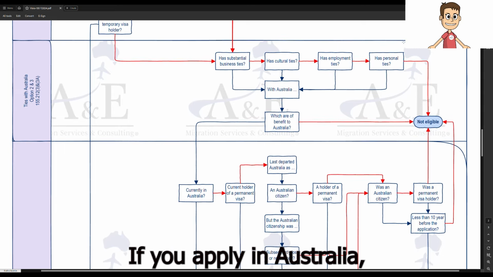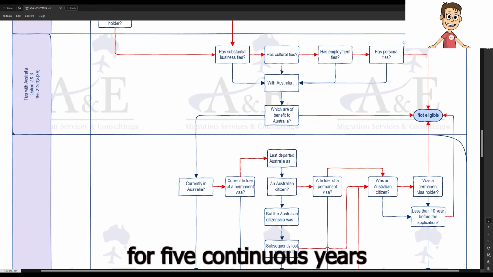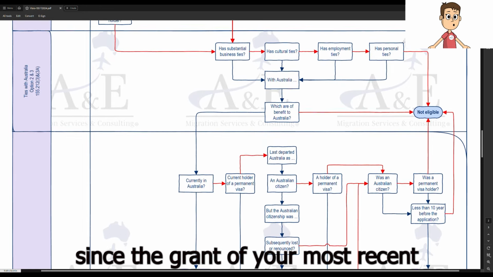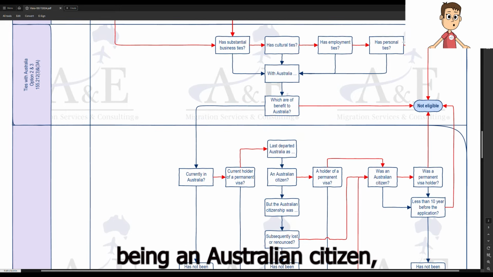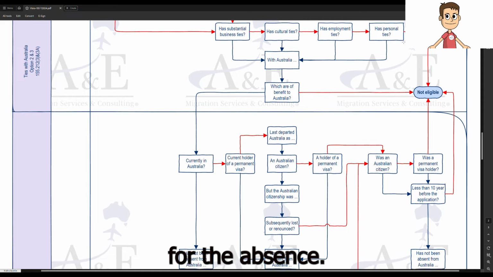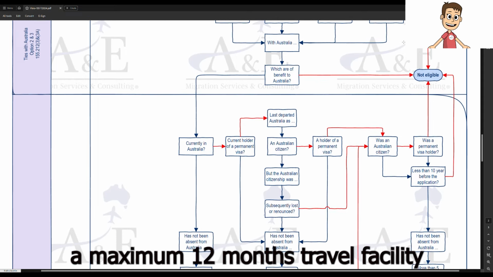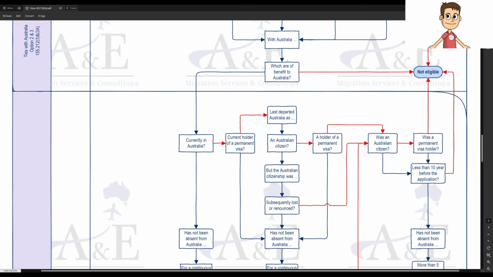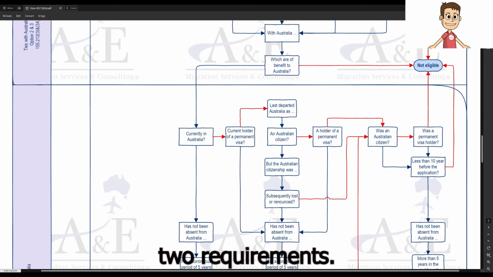If you apply in Australia, you must not have been absent from Australia for 5 continuous years since the grant of your most recent permanent visa or since you stopped being an Australian citizen, unless you have compelling reasons for the absence. In this case, you can only be given a maximum 12 months travel facility. If you apply outside Australia, you need to meet one of the 2 requirements.